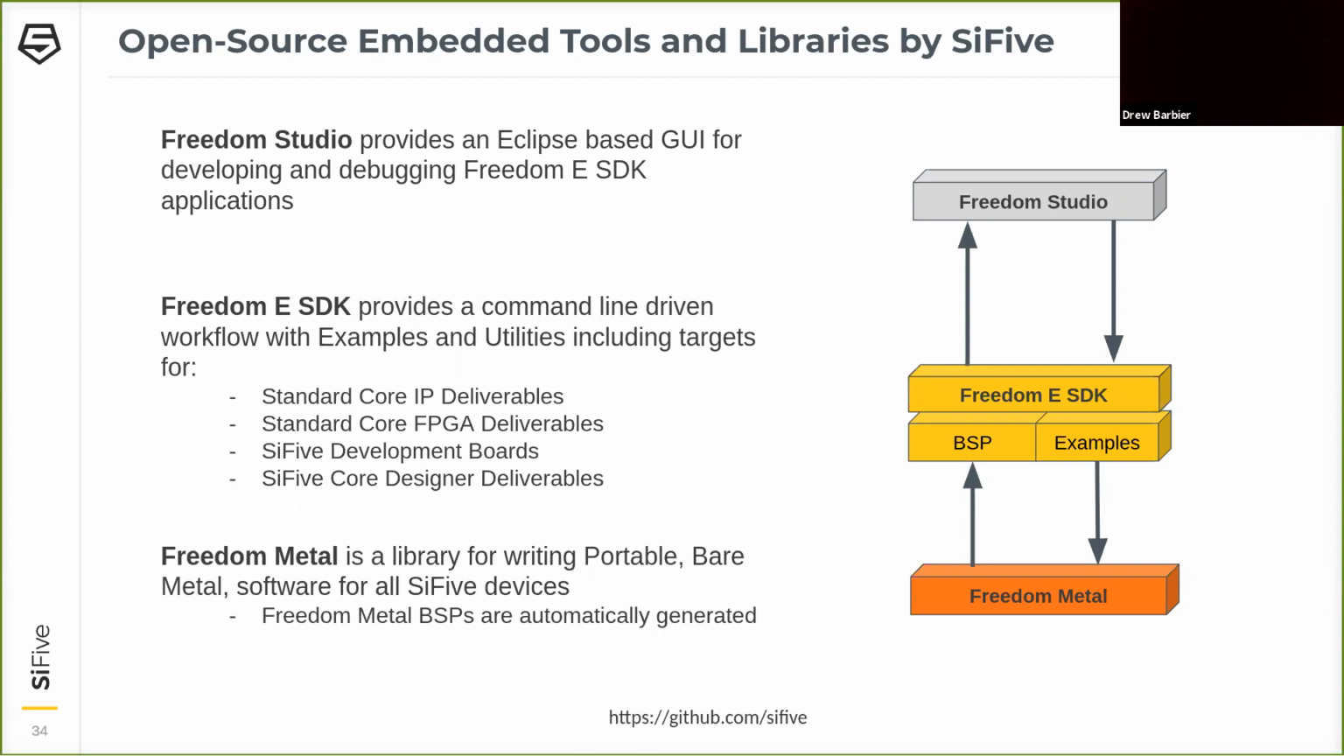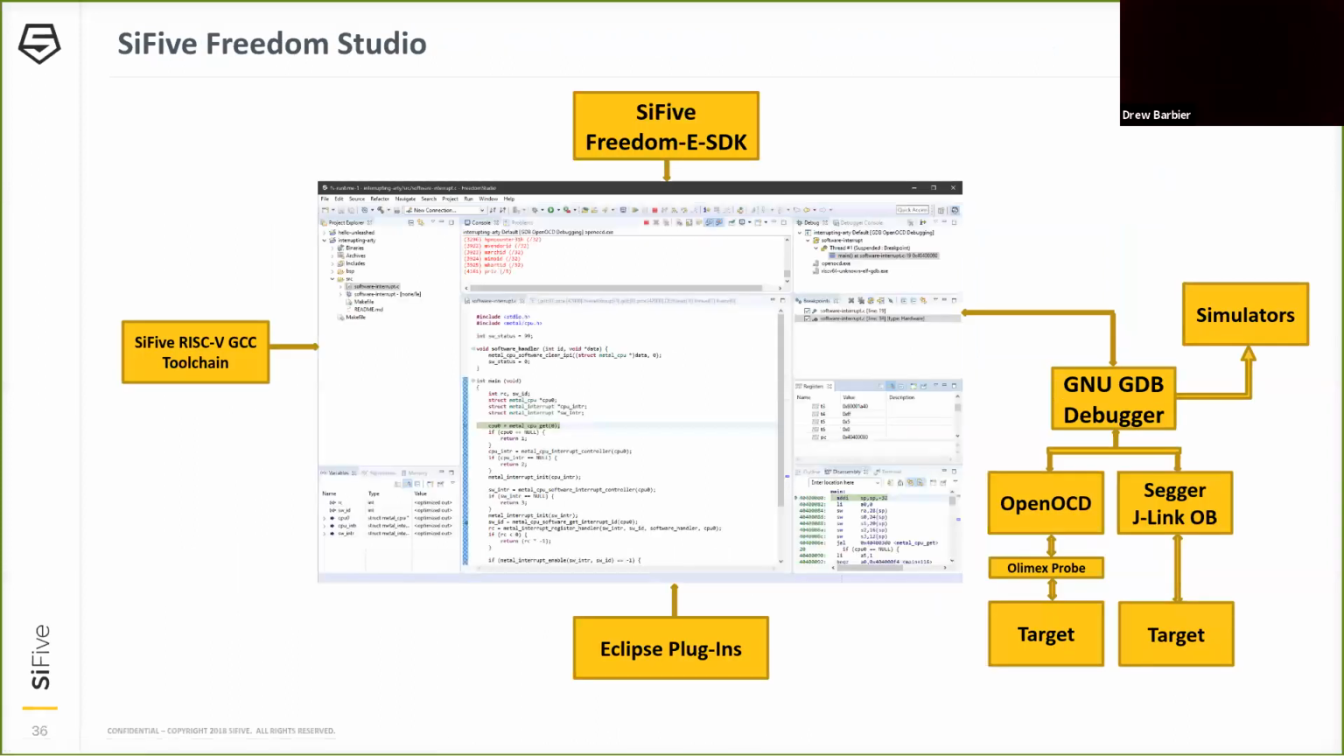And all of this is available on our GitHub website. So if you go to github.com/SiFive, you'll see access to Freedom ESDK, Freedom Metal. We also have a Freedom Tools repository, which contains the source code and build scripts for our binary toolchain distributions. And again, just a snapshot of Freedom Studio. There's not much to see here, and I'll be going over Freedom Studio in a little bit more detail in next week's webinar. But if you're familiar with Eclipse-based software developer environments, you'll be at home with Freedom Studio.